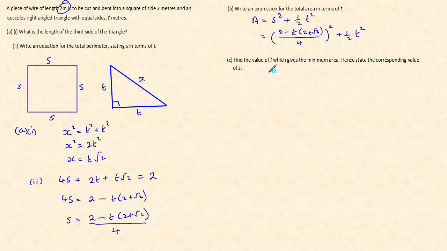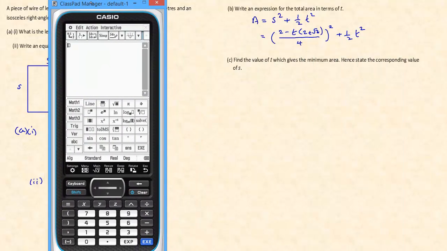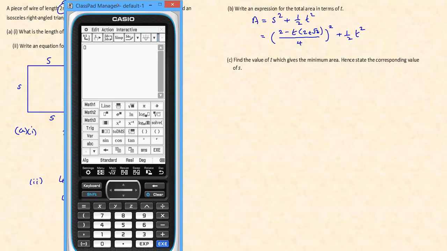We now want to find the value of t, which gives the minimum area, and hence state the corresponding value of s. Now this is really hard to differentiate and solve without the calculator. It can be done, and I've done it, but I don't think that's the way the example is intended to be done because it really is quite difficult. So we need to differentiate this, and we're going to use the calculator to help with that.